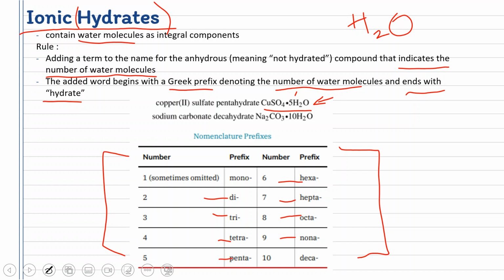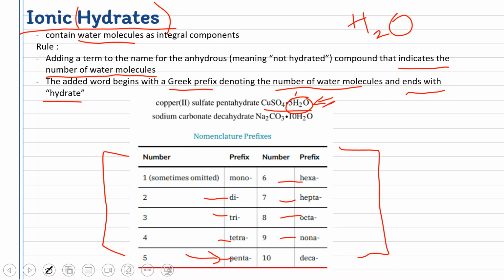Pentahydrate. And it goes on and on. Okay, so let's try an example. We have CuSO4·5H2O. First of all, I know I have 5 H2O here. Which prefix is going to go with the hydrate? 5. So we're thinking about penta. I know that the last part of my name for this compound is going to be pentahydrate.